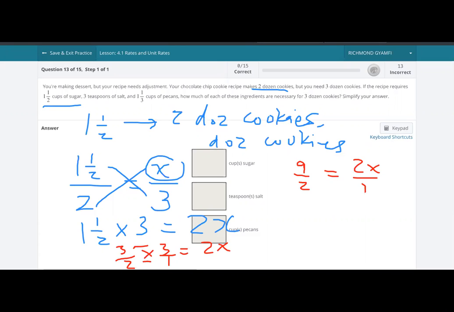2 times 1 is 2. So I could multiply through by 2. So 2 times 9/2 equals 2 times 2X/1. Again, you could cross multiply. Now 2/1 here, 2 would cancel 2. I have 9/1, which is 9, equals what? 2 times 2X is 4X. Now remember, 9/1 is 9, so I could divide through.